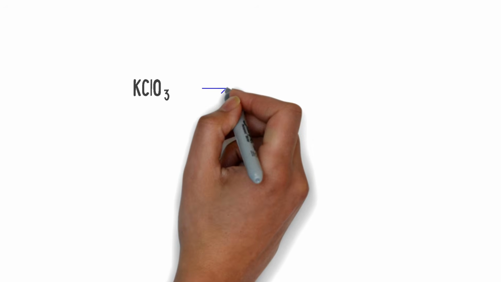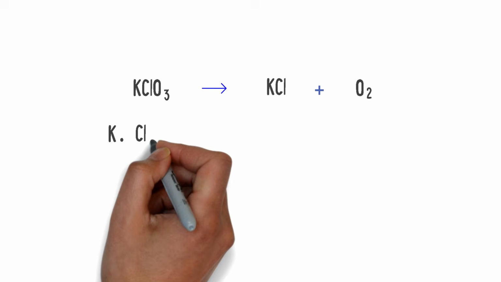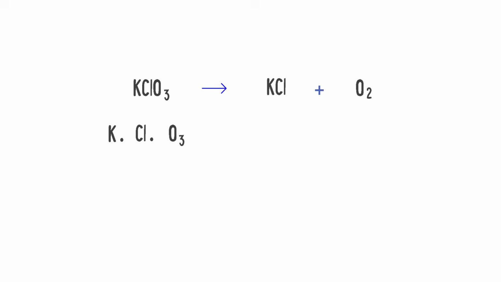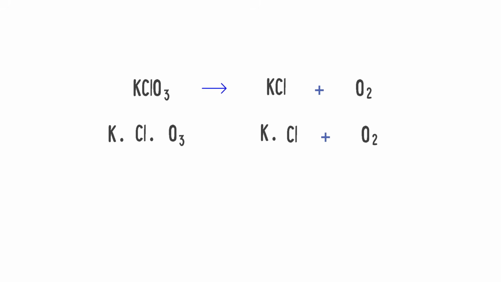Thirdly, consider potassium chlorate. It decomposes into potassium chloride and oxygen gas. I write potassium, chlorine, O3 and potassium, chlorine plus oxygen gas. We know that we have to start balancing chemical equations from non-metals. Also remember that this order may not work in some cases. Now chlorine is already balanced.